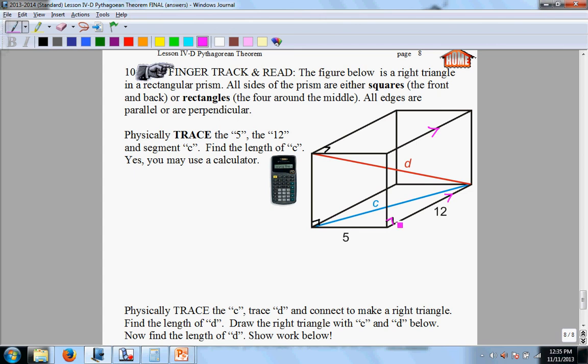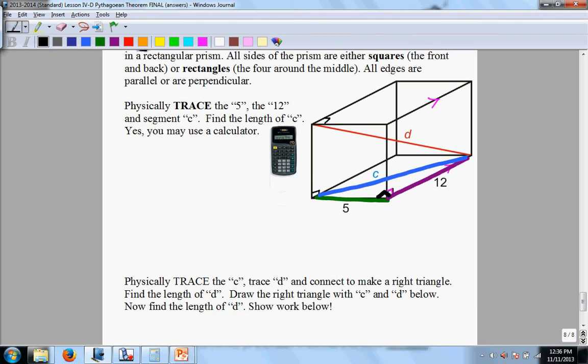The first thing I'd like you to do is physically trace the 5 and the 12. This is a rectangle. Physically trace the 5 and the 12. I want you to find the length of C. That's your first goal. Ask yourself what kind of triangle that is. Think about what you've learned today.